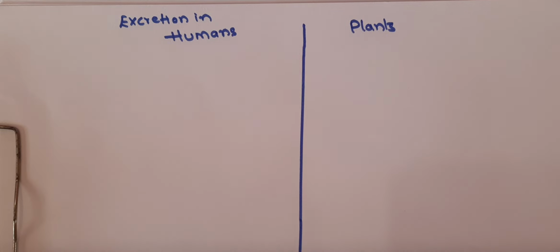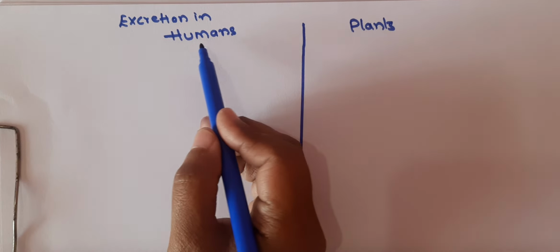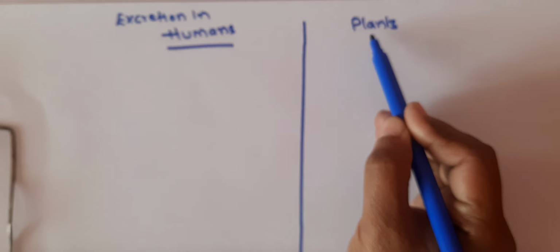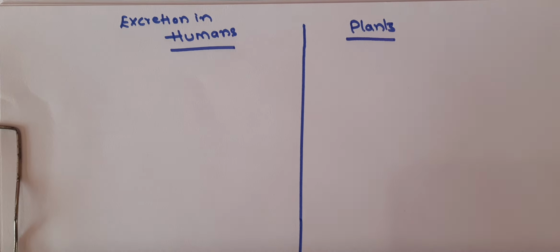Hello everyone, welcome back to Biology Basics, and today we are going to discuss the difference between the excretion system in the plants and the human system. So the first difference between the two is in terms of the main waste.